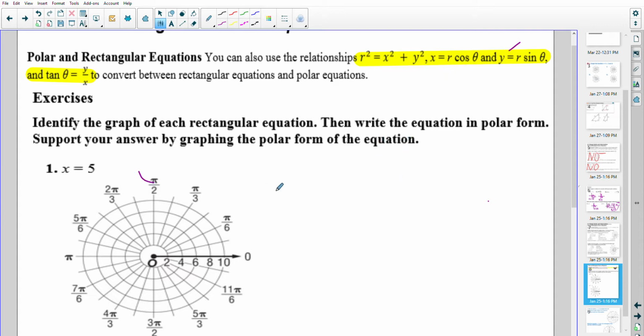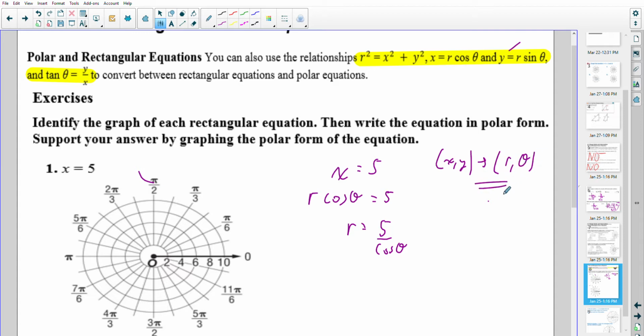So I'm just going to do a few of these problems. First, I'm converting x equals 5. I'm going to substitute in r cosine theta equals 5, and therefore r is equal to 5 divided by the cosine of theta. There's my conversion. Notice that I'm taking my x's and y's and converting them to r's and thetas. That's what I want to think about when I'm doing the conversions.